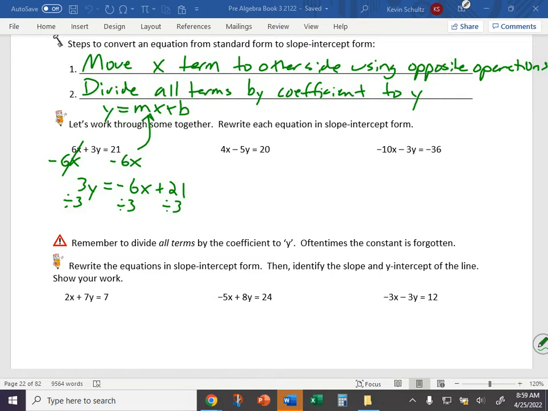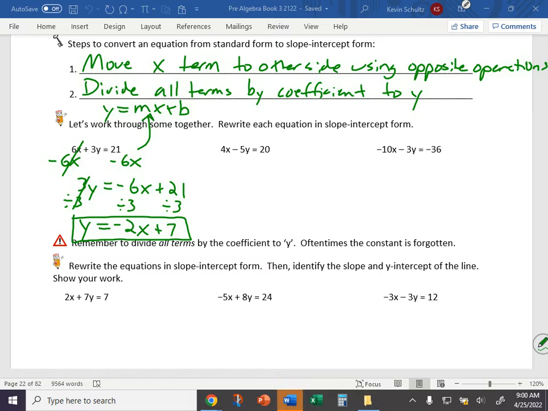So 3y divided by 3, we do this to get y by itself. Those cancel out. What's negative 6x divided by 3? Negative 6x divided by 3. Tony. Good. Negative 2x. Right? Really all you're doing is taking negative 6 divided by 3 to get negative 2 and then putting the x on there. And then what's 21 divided by 3? Jack. Positive 7. So in slope-intercept form, we got y equals negative 2x plus 7.